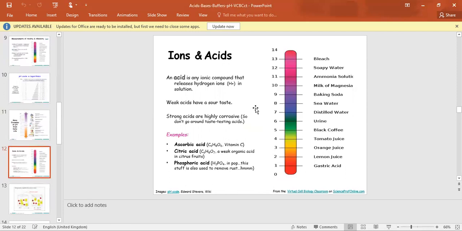Ionic acid. An acid is an ionic compound that releases hydrogen ions in solution. Weak acids have a sour taste. Strong acids are highly corrosive, so don't go around tasting acids. Ascorbic acid, C6H8O6, vitamin C, and citric acid, C6H8O7, are weak organic acids in citrus fruits. Phosphoric acid, H3PO4, is also used to remove rust.